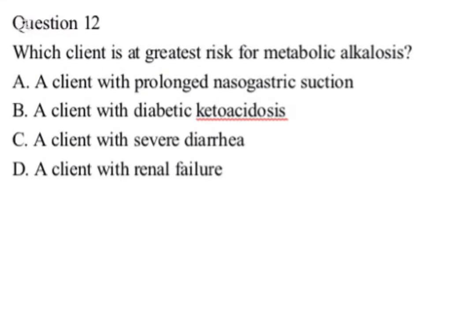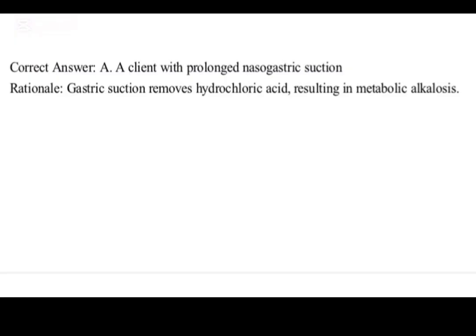Question 12. Which client is at greatest risk for metabolic alkalosis? A. A client with prolonged nasogastric suction. B. A client with diabetic ketoacidosis. C. A client with severe diarrhea. D. A client with renal failure. Correct answer, A. A client with prolonged nasogastric suction. Rationale: gastric suction removes hydrochloric acid, resulting in metabolic alkalosis.